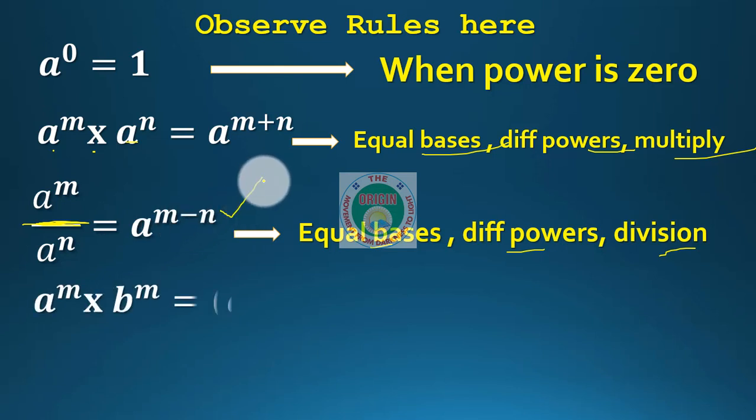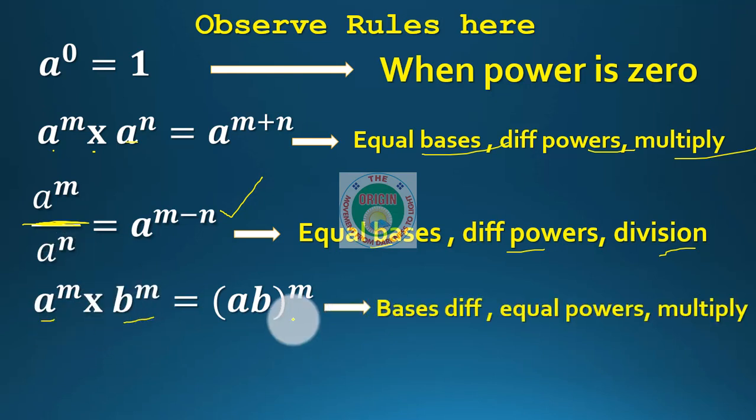And next one, a power m into b power m equal to ab whole power m. That is ab whole power m. Next one, here what? a and b bases are different, powers are equal. That is, bases different, equal powers, and that should be under the multiplication.